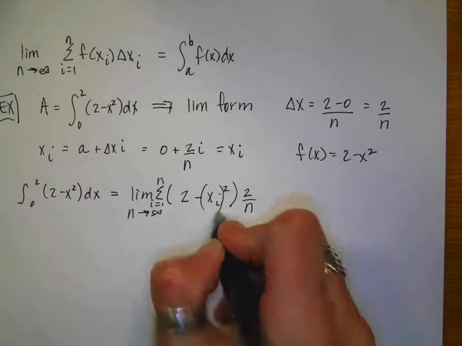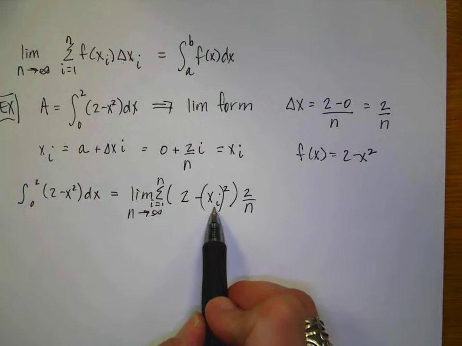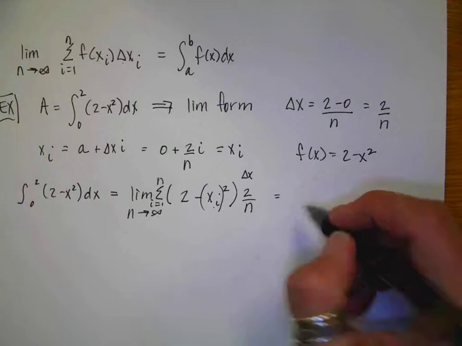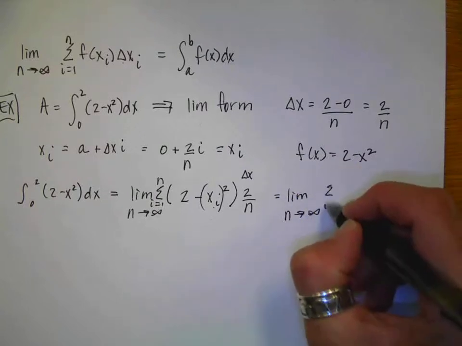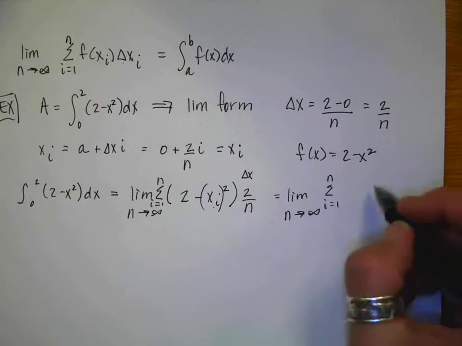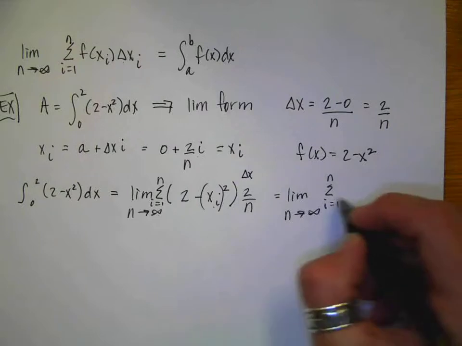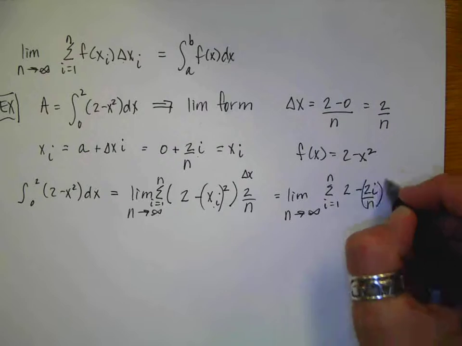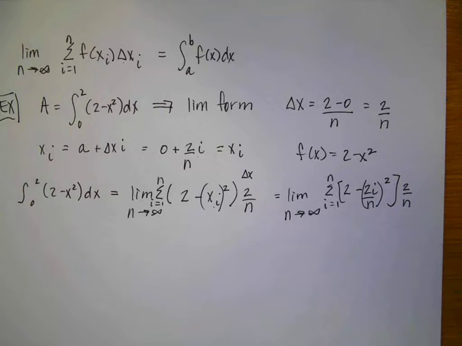So I have the sum from i equals 1 to n of 2 minus x sub i, and then this is my delta x. And so if I just finish this, this is the limit as n approaches infinity of the sum from i equals 1 to n, and my x sub i is 2i over n, so it's going to be 2 minus 2i over n, quantity squared, and then times my delta x, which is 2 over n.